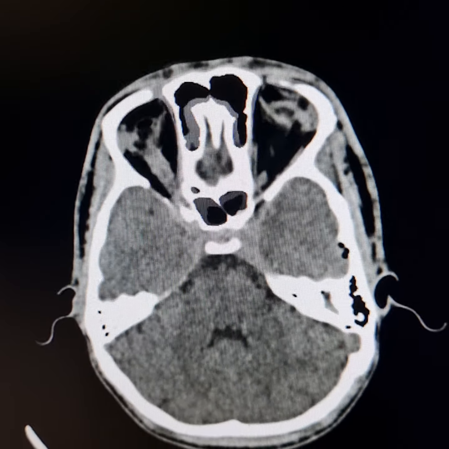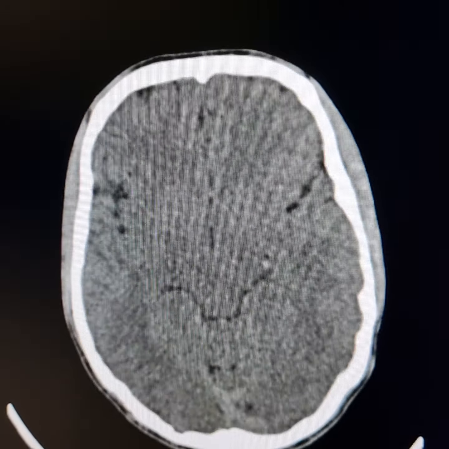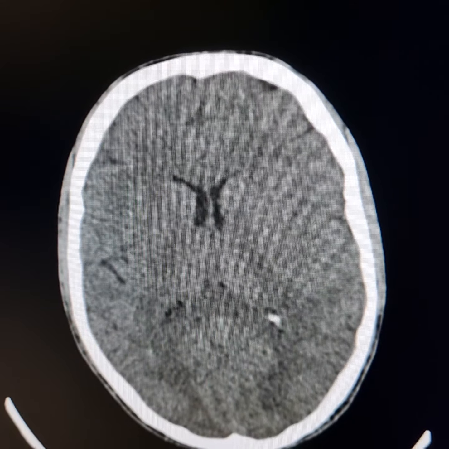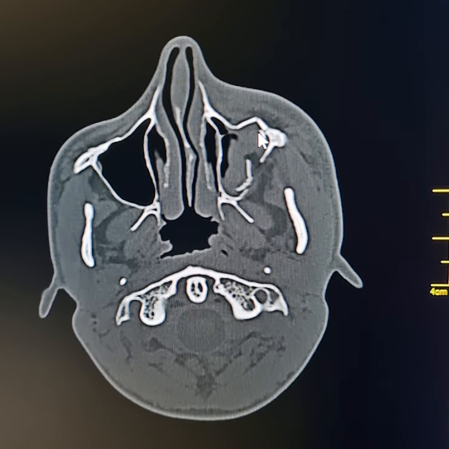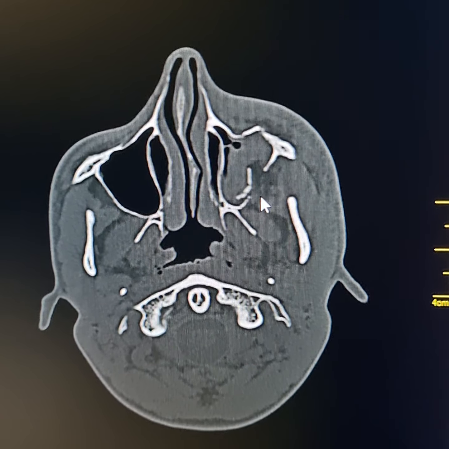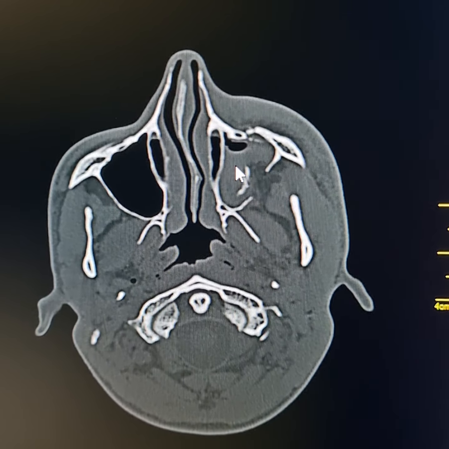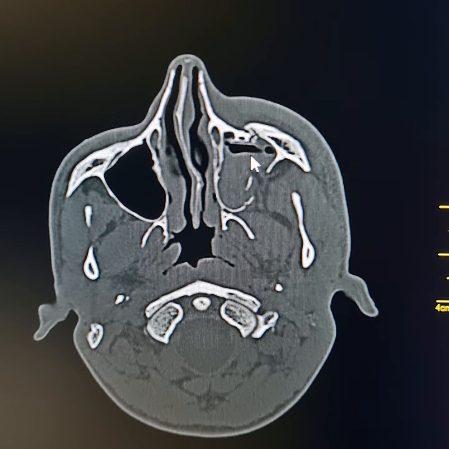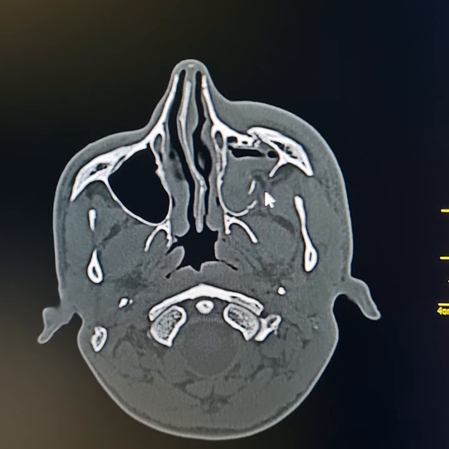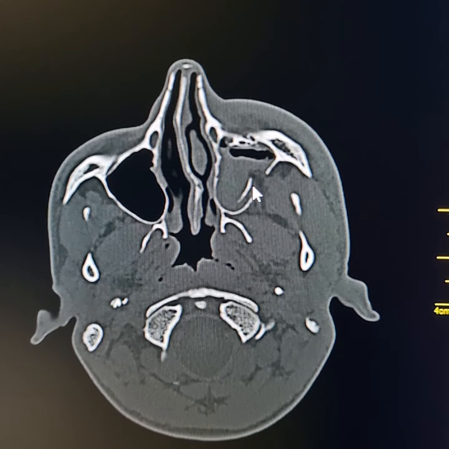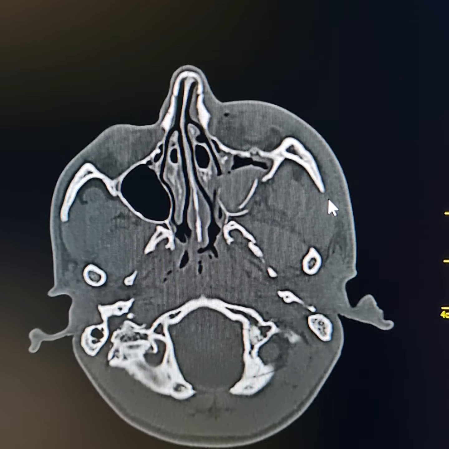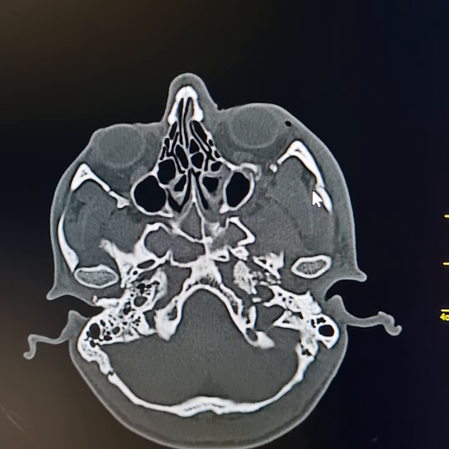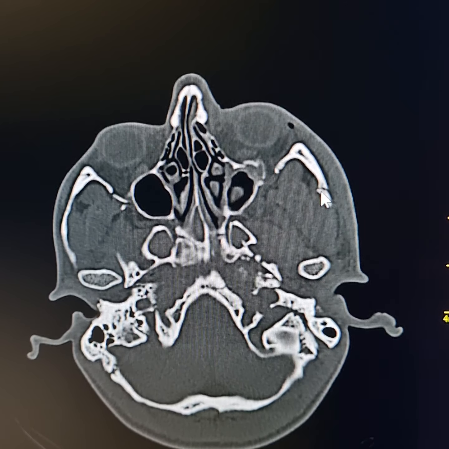Now I will show you his bone window. This is the bone window. There are comminuted fractures involving the anterior and posterior walls of the maxillary sinus on the left side, with significant displacement of bone fragments into the left cheek and into the posterior part of the left maxillary sinus. This is the hemorrhage. There is an undisplaced fracture of the anterior part of the left zygomatic arch.